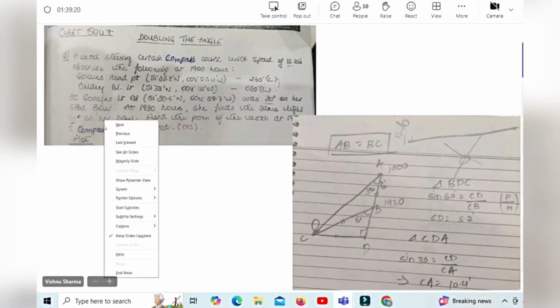Okay. Guys, I don't know this question people would have asked. I don't know if you have any doubts on this. They would have come this way. A vessel steering certain compass course with a speed of 12 knots observes the following at 1900 hours. Gowan's Head 260 compass, Caldee Island 080 degrees compass. Oh, this question I have already shared. We have done this through the video, right? So this question is already done.